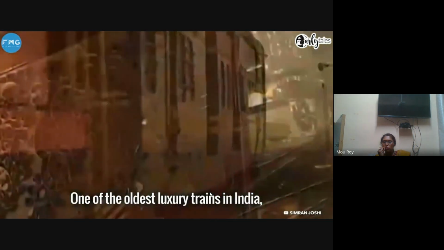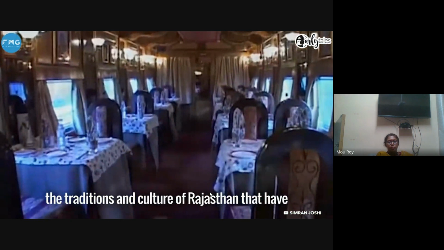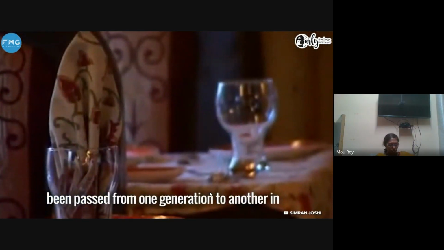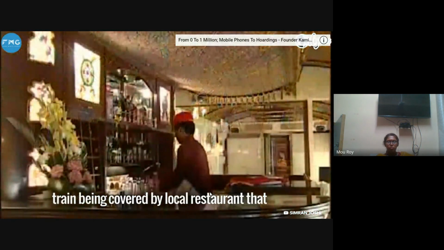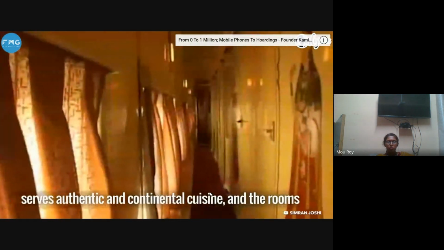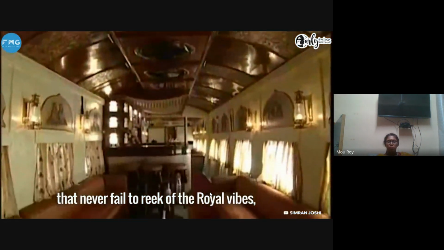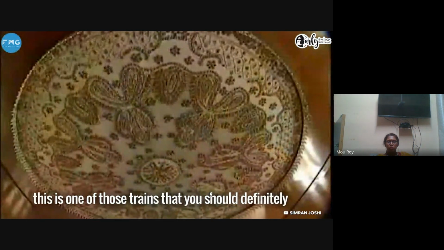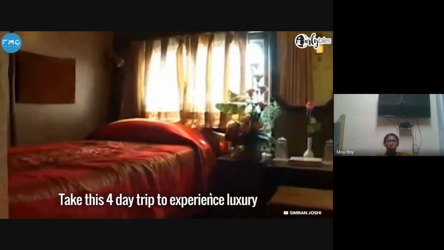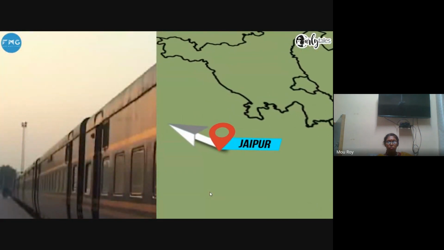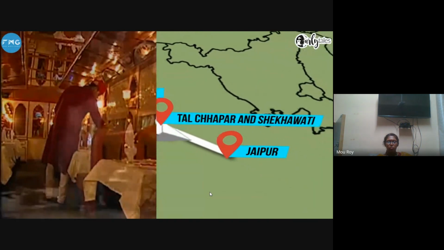One of the oldest luxury trains in India, the Heritage on Wheels showcases the traditions and the culture of Rajasthan that have been passed from one generation to another in the best manner possible. With the floors of this train covered by a local restaurant that serves authentic and continental cuisine, and rooms that never fail to reek of royal vibes, this is one of those trains that you should definitely experience at least once in your lifetime. Take this 4-day trip to experience luxury. Start your trip from Jaipur, making your way to Bikaner, Pal Chhapar and Shekhawati to Jaipur and back.